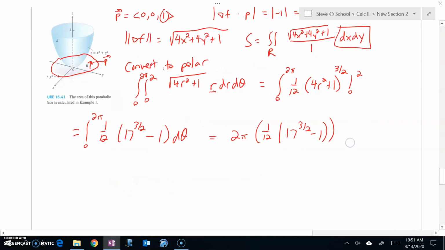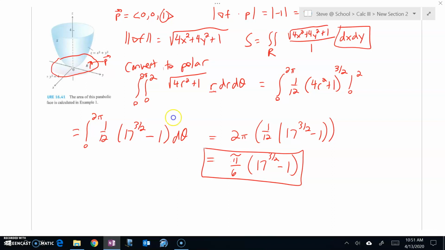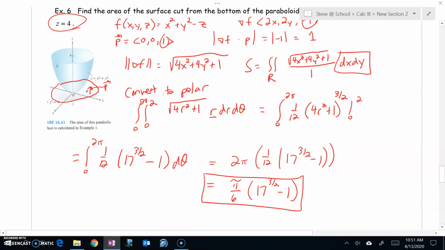So my final answer for this problem is the surface area of the bottom part of the paraboloid, once you cut it off at z equals 4, is pi over 6 times 17 to the 3/2 minus 1. Not pretty, but it is an exact answer. Again, the only thing that's important here is knowing how to do the setup and solving. So again, getting all the pieces we needed, the gradient dotted with the unit vector that's perpendicular to the shadow region, and then the magnitude of the gradient as well. Everything from here on is just stuff we've done before.